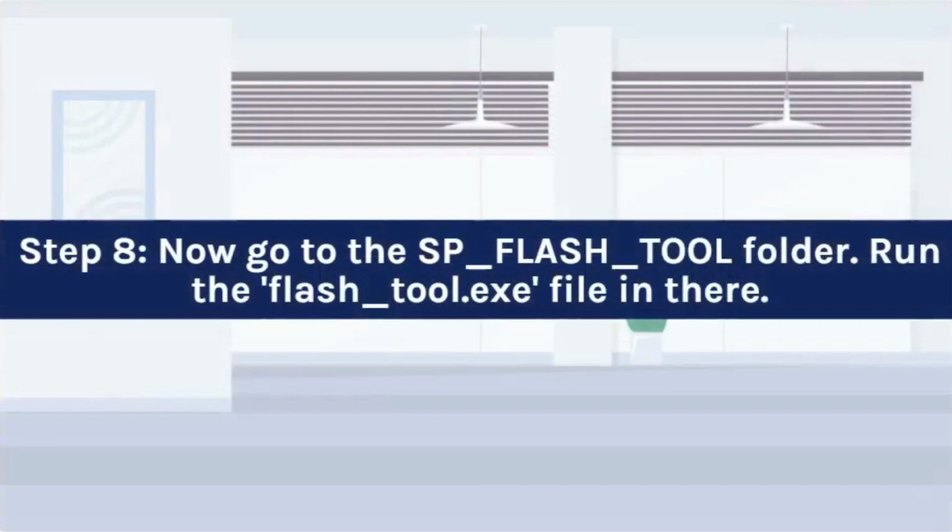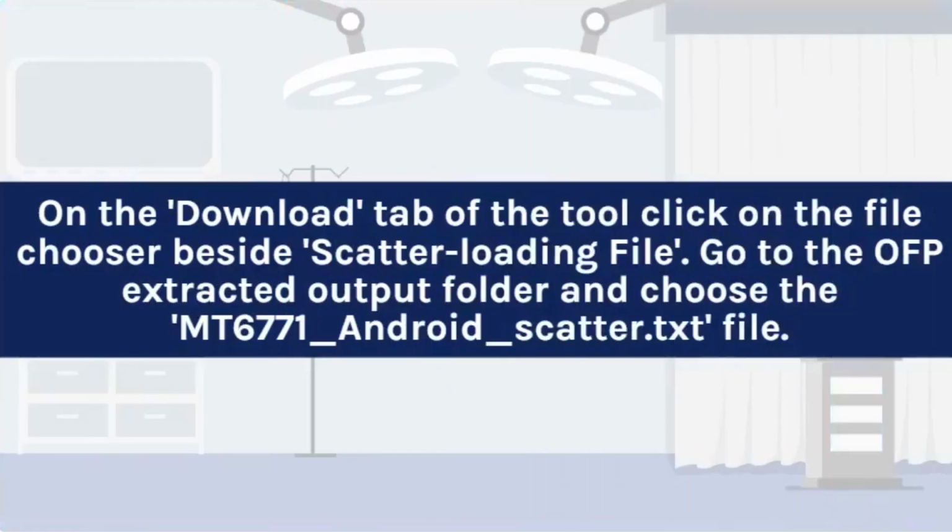Step 8. Now go to the SP Flash Tool folder. Run the flash_tool.exe file in there. On the Download tab of the tool click on the file chooser beside Scatter Loading File. Go to the OFP extracted output folder and choose the Montana6771_Android_scatter.txt file.